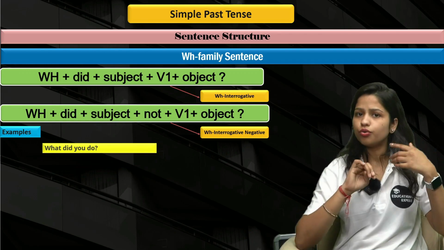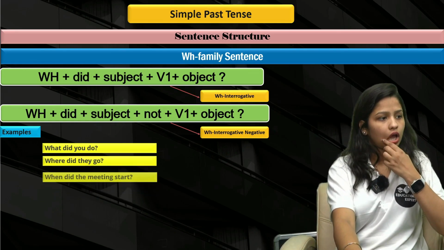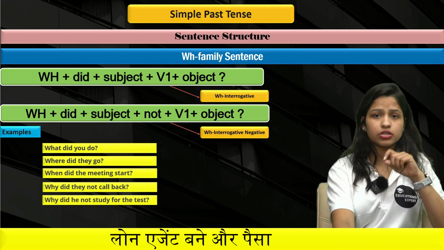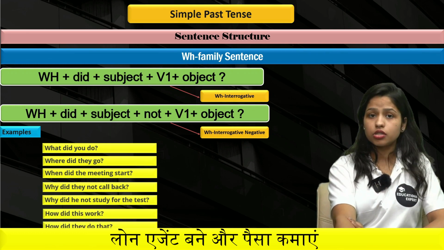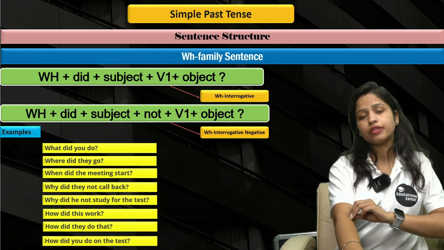What did you do? Where did they go? When did the meeting start? Why did they not call back? Why did he not study for the test? How did this work? How did they do that? How did you do on the test?